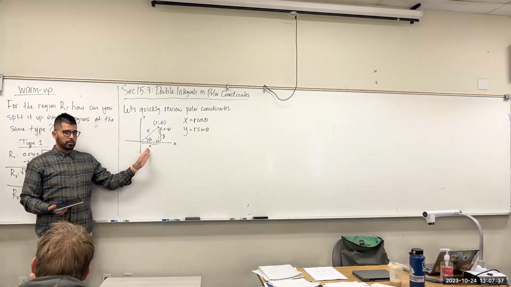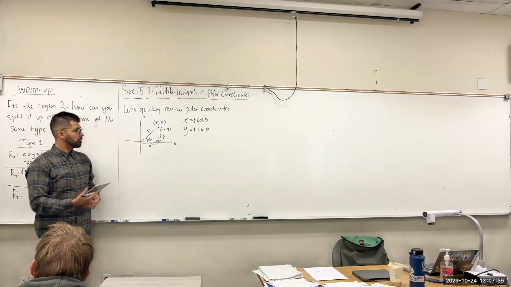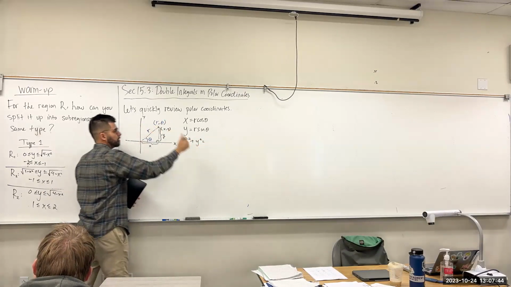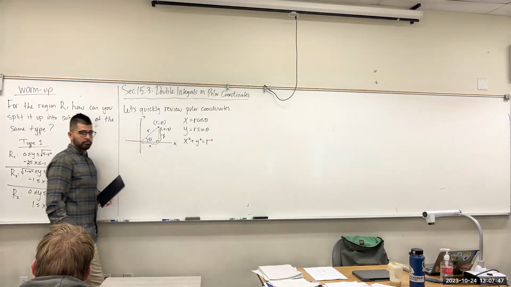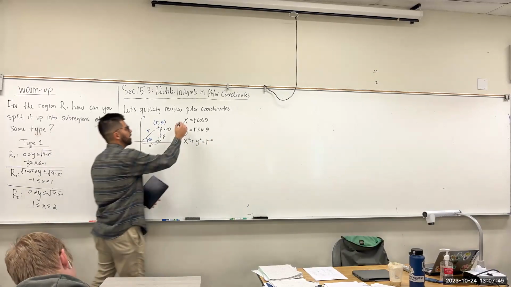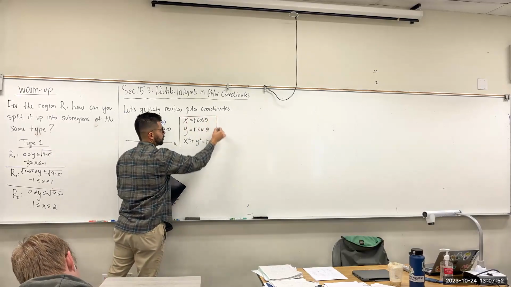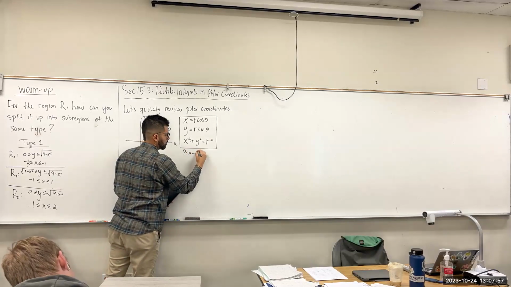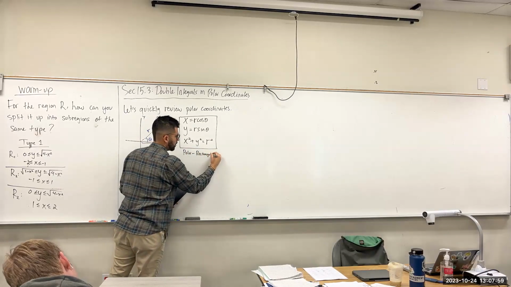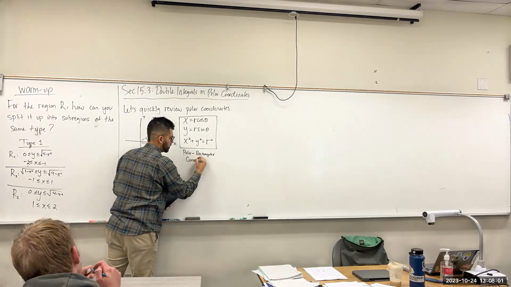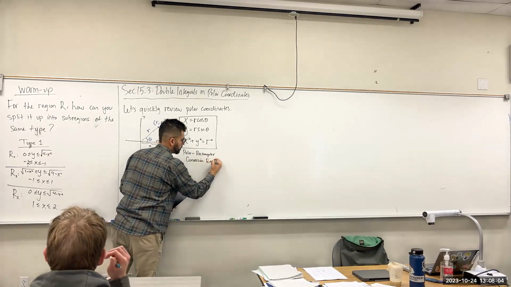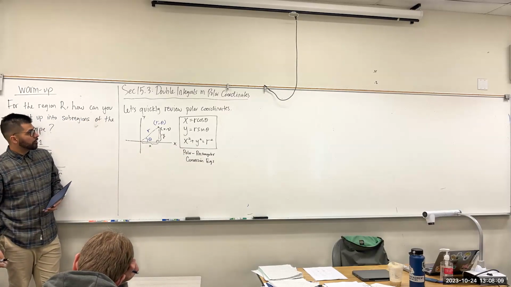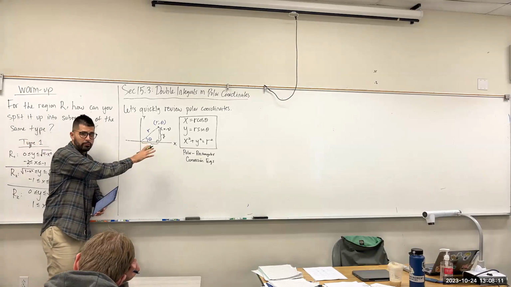What did the Pythagorean theorem tell you? x squared plus y squared equals the length of this hypotenuse, which is r squared. So that was the relationship. These are what's called conversion equations. So polar to rectangular conversion equations. It'll help you go from one to the other. So that part you kind of already have been doing.